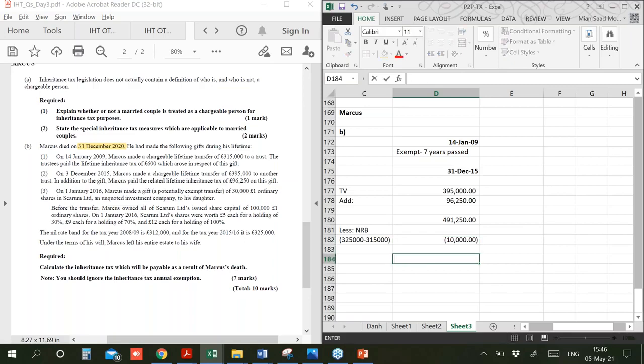So what will be the chargeable transfer value? This less this, 481,250. The IHT on that will be 40%. That is this amount times 40%. Now I will stop here and ask you, is there any taper relief available if we compare that the transfer was made on 3rd December 2015 and the death happened on 31st December 2020? Is there any taper relief?